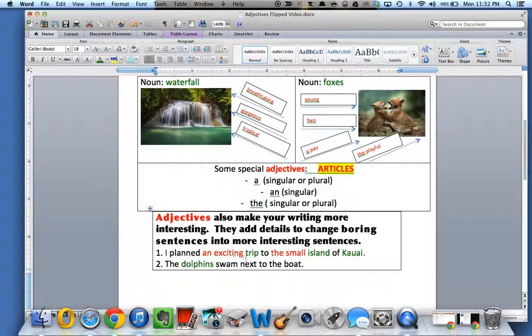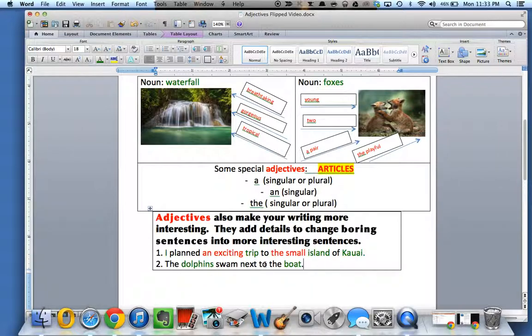So the dolphin swam next to the boat. Swam, that's not a person, place, or thing. That's actually a verb, and we'll get to more of those later. Next to the boat. There is another noun in here, another thing that's happening in the sentence. Can you find it? Hopefully you said the word boat, because a boat is a thing, something you can actually sit on or be inside of.